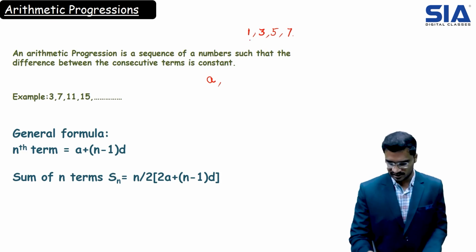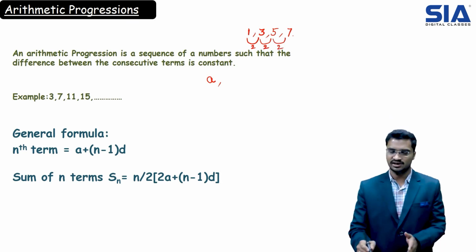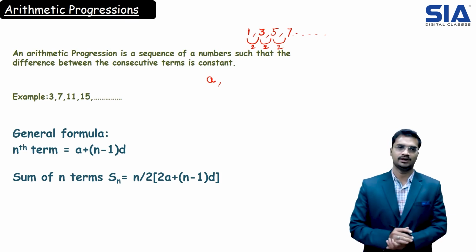So the arithmetic progression is nothing but whenever the difference between two consecutive numbers is constant, then it is called an arithmetic progression. Let us see, the difference between 1 and 3 here is 2. In the same way, for 3 and 5, the difference is 2. The difference here is 2. So I can say that this particular series is in arithmetic progression.